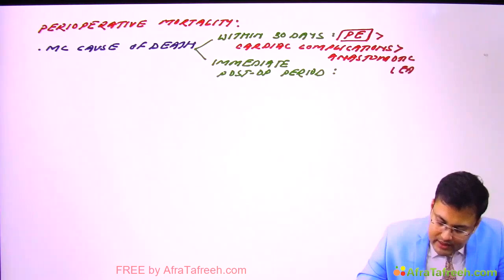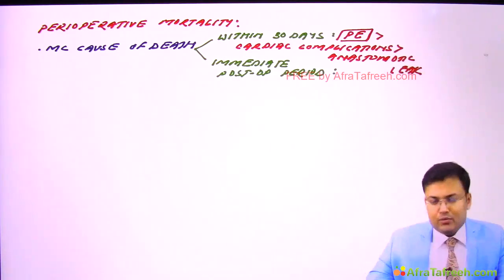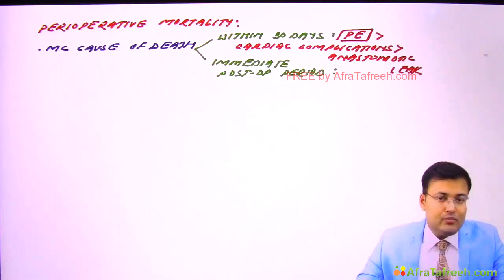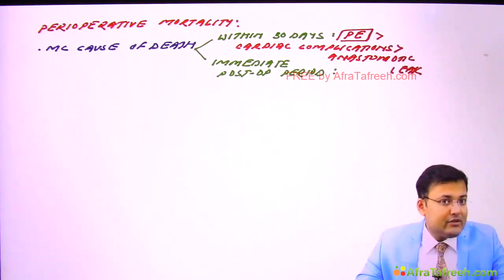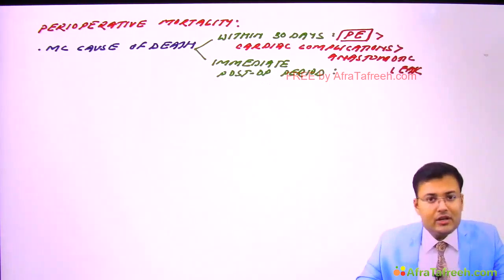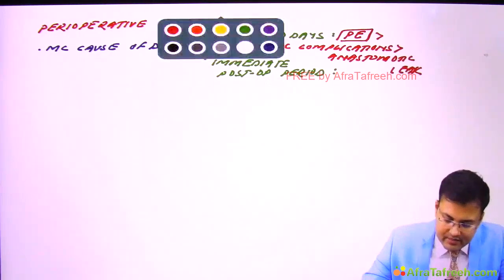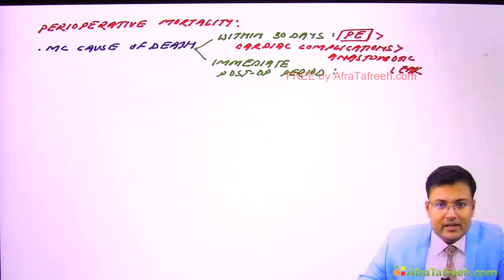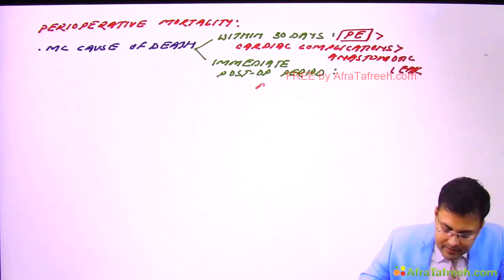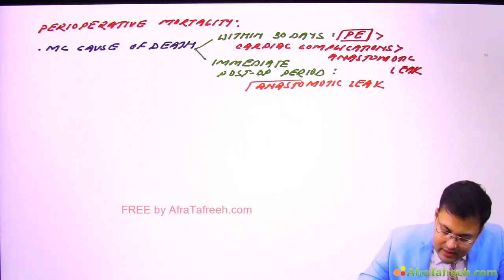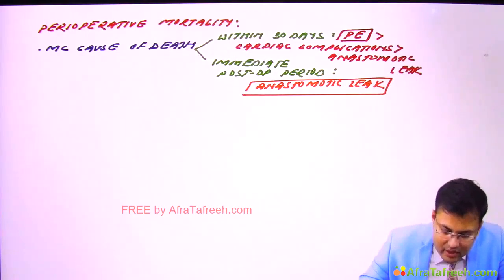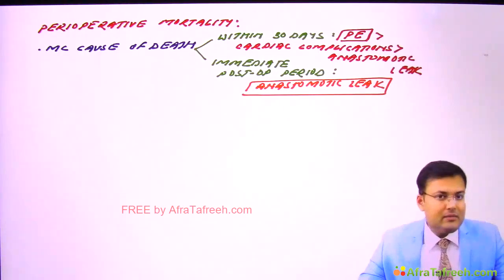Okay. Now imagine there is death in the immediate post-operative period. So what is the cause of death? It is peritonitis. Why is there peritonitis? Because there is anastomotic leak. So first question: the most common cause of death in the immediate post-operative period. It's the anastomotic leak leading to peritonitis.